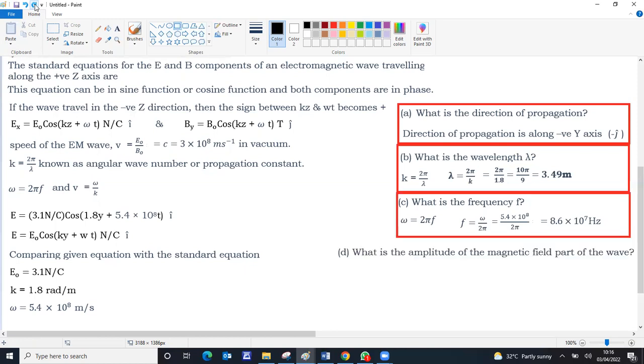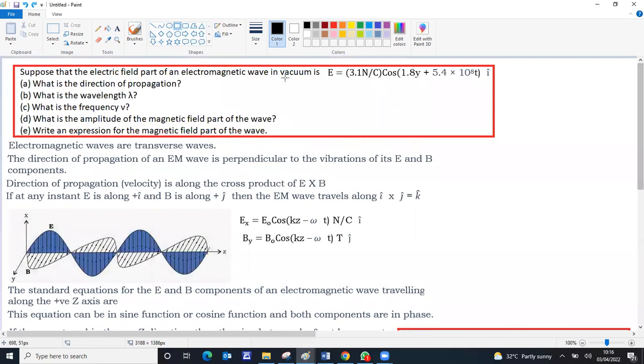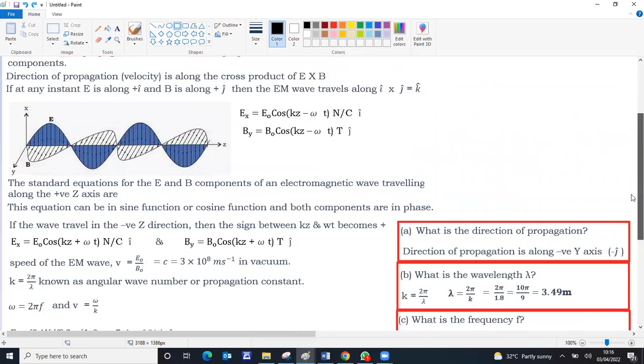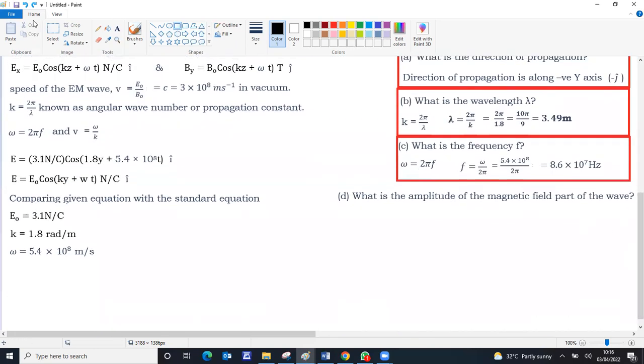Now what is the amplitude of the magnetic field part of the wave? They have given the electric field and the amplitude of the electric field component. They're asking for the magnetic field part of the wave. So we have a relation between electric field and magnetic field amplitude, E0 by B0 equal to c. The question very clearly says traveling in the vacuum. So no doubt the speed is 3 into 10 to the power of 8 meters per second. So I can substitute for B0 as E0 by c, 3.1 divided by 3 into 10 raised to... 1.03 into 10 to the power of minus 8 Tesla, which is the SI unit for magnetic field.